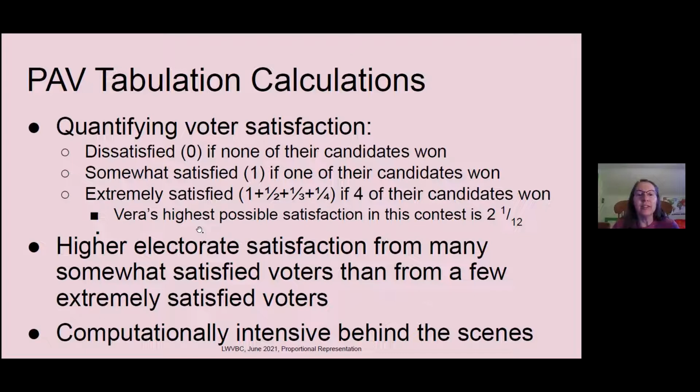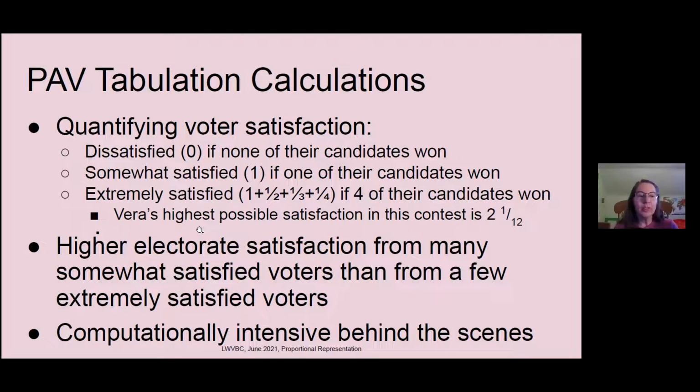The scores are lower for each subsequent winner in order to allow other people to have some satisfaction too. So in this case, the first winner is a score of 1. When you get a second winner, you add a half. A third winner, you add 1/3. A fourth winner, you add 1/4. So the highest possible satisfaction you can get is 2 1/12. Because Vera voted for 5 candidates, she has a number of different ways of getting that score of 2 1/12. If you only vote for 3 candidates, you'll never get a possible score of 2 1/12. But you will still be able to get your biggest number 1 score.